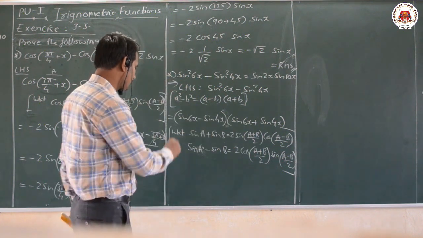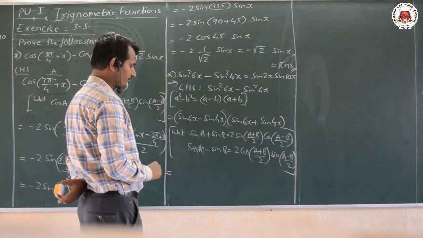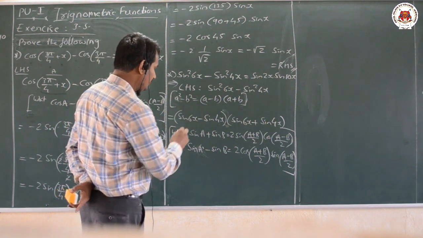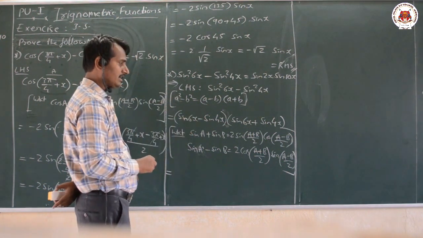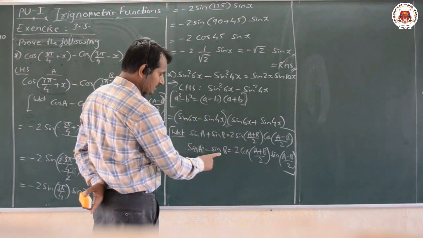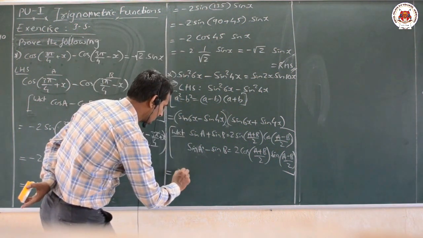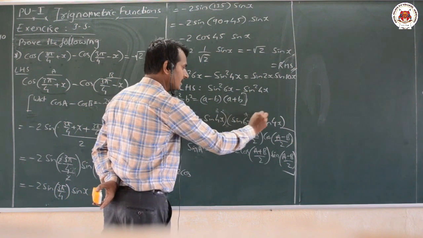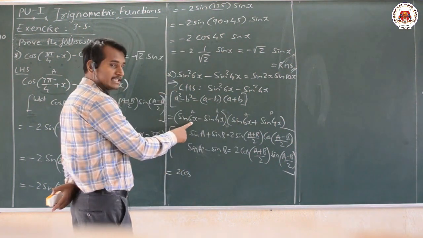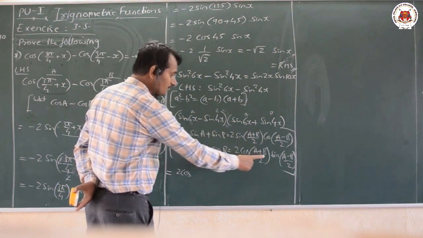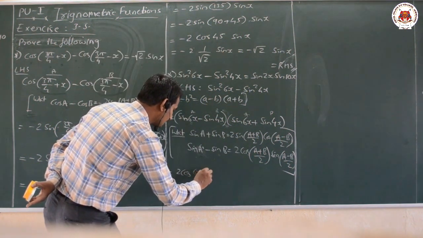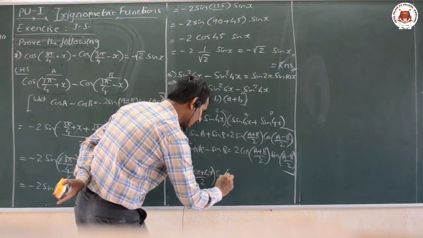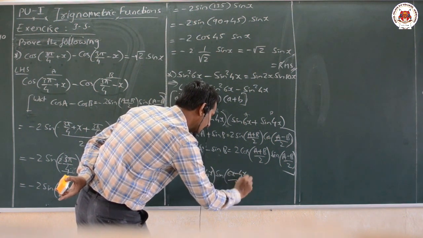Very, very simple formulas. These are the basic formulas, the trigonometric functions of compound angles. Now here, sine 6x minus sine 4x. So we shall use sine a minus sine b, which is equal to 2 cos a plus b by 2, that is 6x plus 4x divided by 2, into sine a minus b by 2, that is 6x minus 4x by 2.